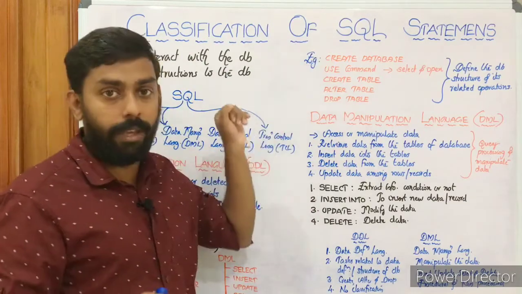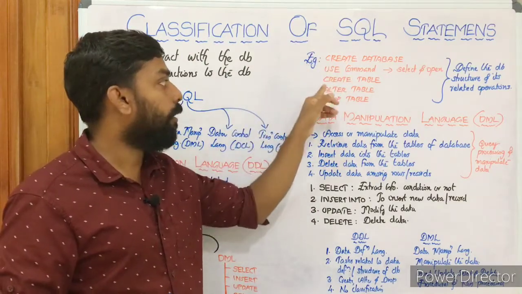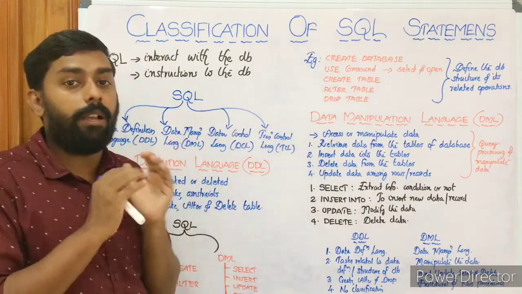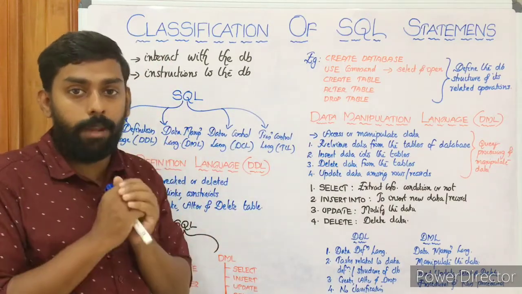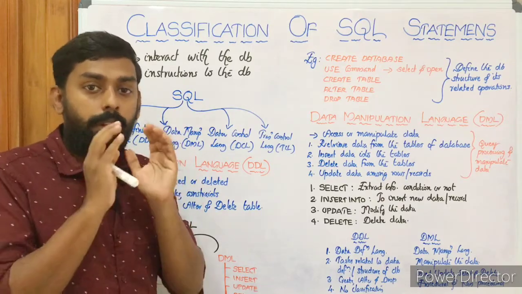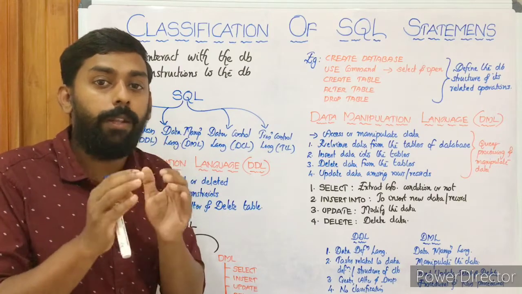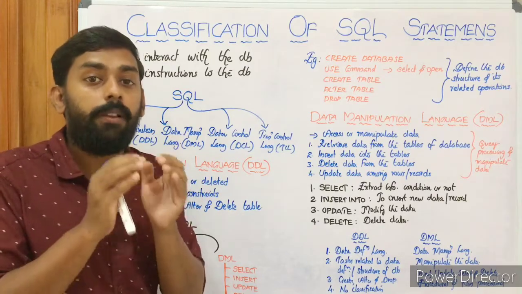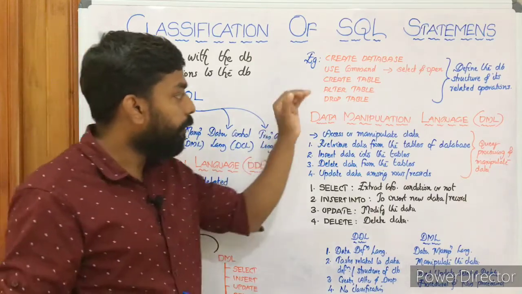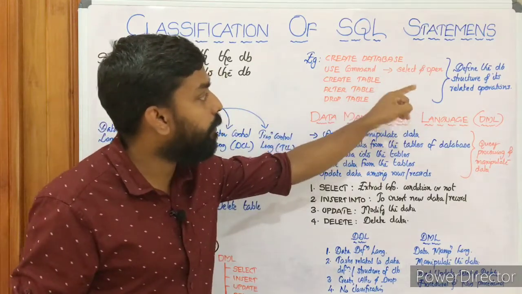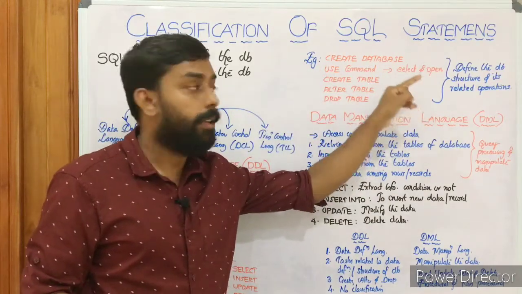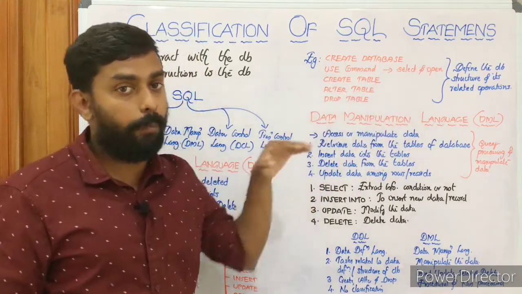So these are some of the examples: create database, use command, then create table, alter table and drop table, okay? So this is all about DDL commands, data definition language commands. The data definition language commands are create, alter and drop, and all these commands are associated with the structure or definition of a table or any database object, whatever it is, okay? So it defines the database structure and its related operations.